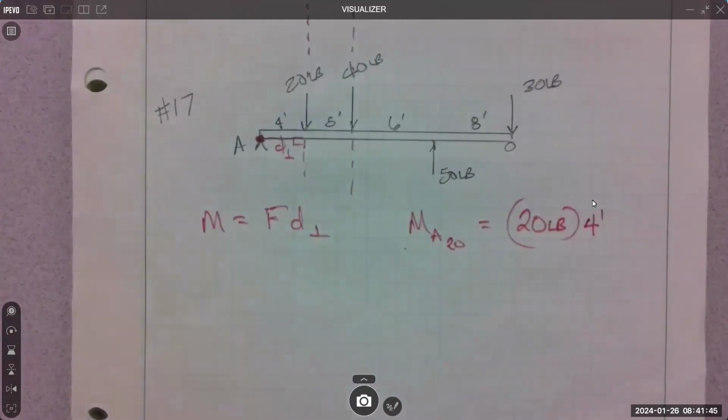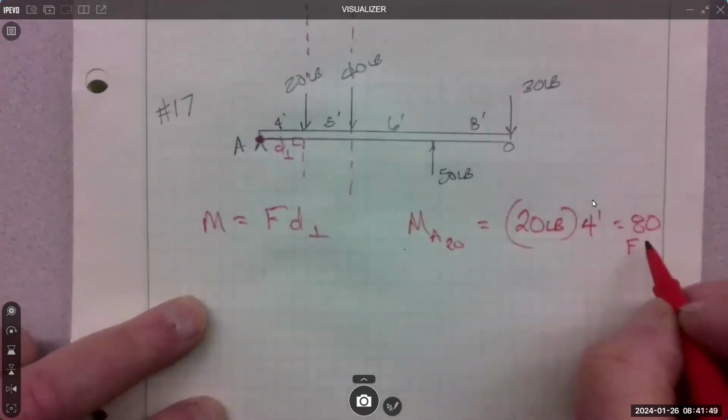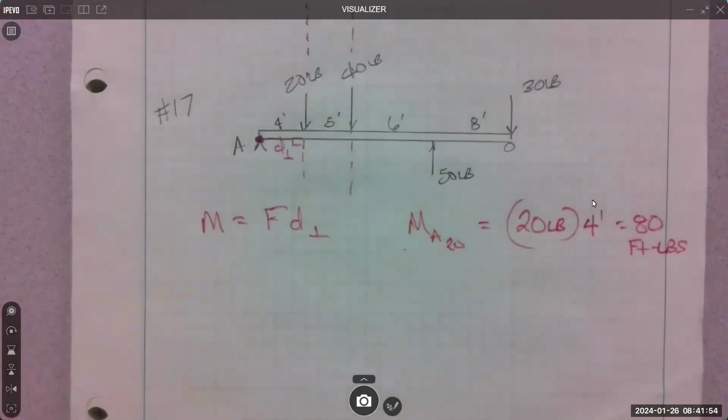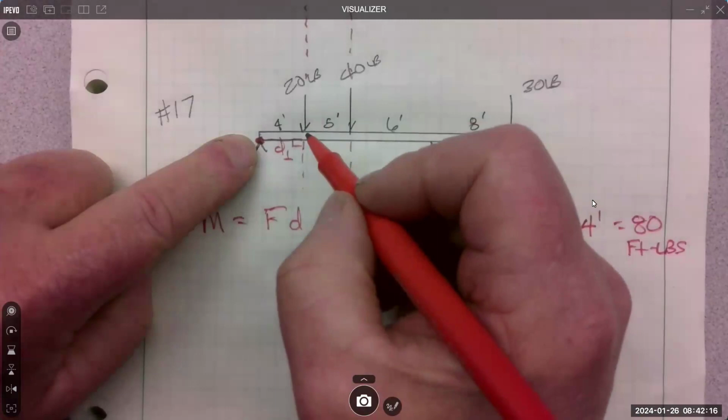What's that number? 80. And what's the unit? Foot-pounds. Torque. What's the sign of a moment? It's rotation, exactly. Totally different than the sign of a force. It's the sign of the rotation, the sign of the moment. It is the rotation that the 20 creates about point A.